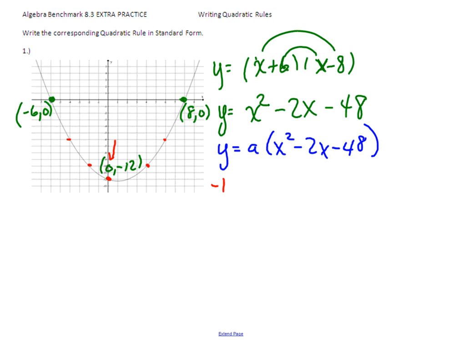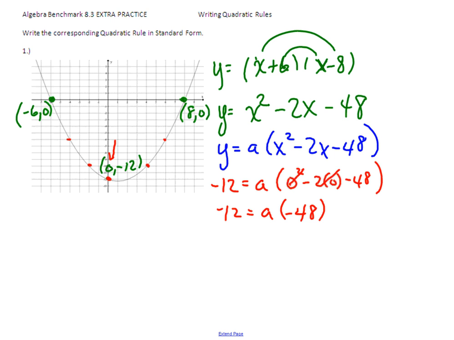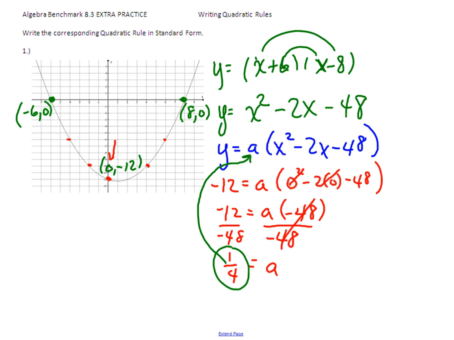So y is negative 12. A, 0 squared minus 2 times 0 minus 48. Okay. Now all this 0 stuff cancels. That's what's nice about it. So we end up with just negative 48 here. And this is multiplying. So don't add 48 right now. We have to divide by 48, the negative 48. If you look at this fraction, it's just 1/4. So I'll take that answer, take that fourth and plug it in for a, right there.